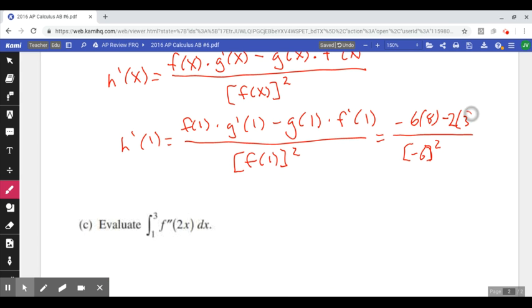At this point on the AP exam, I would stop. You don't need to simplify a numerical answer. We've gotten all the variables and the function notation out, so you're good to go.